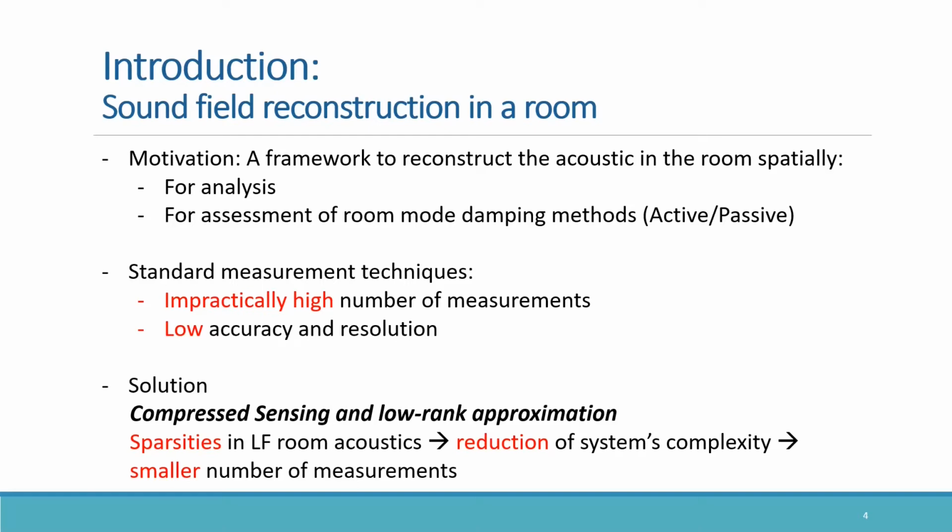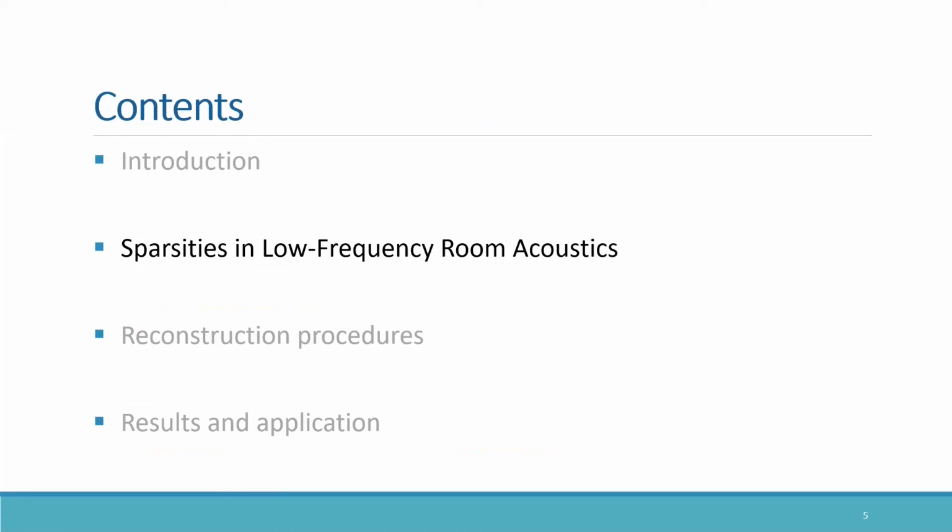So the solution that we use is to combine compressive sensing and low rank approximation techniques. The process usually involves exploiting the sparsities in low frequency room acoustics. This will lead to the reduction of the system's complexity, and this will in turn lead to a smaller number of measurements. So let's talk a little bit about the sparse properties that exist in low frequency room acoustics.